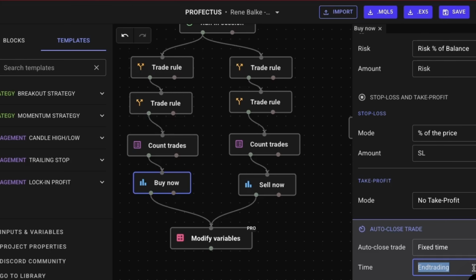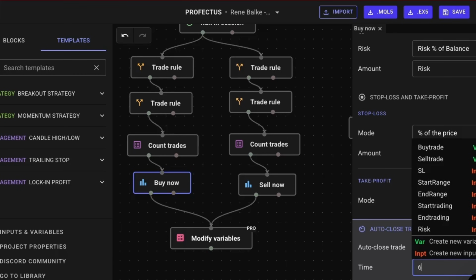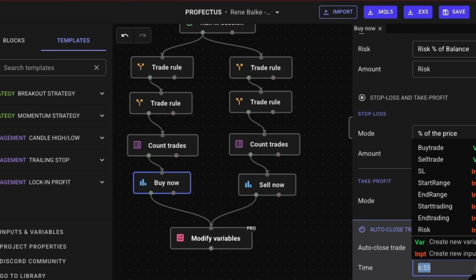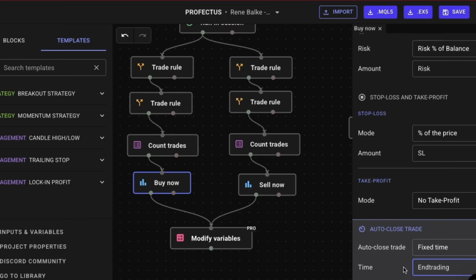In the free version, we would simply punch in 655. So it would be simply a number. So you can't adjust it in MetaTrader. Since we are using the inputs, you can easily do that within MetaTrader and backtest it. Maybe you want to close it earlier or later. This is the beauty of having inputs and variables.